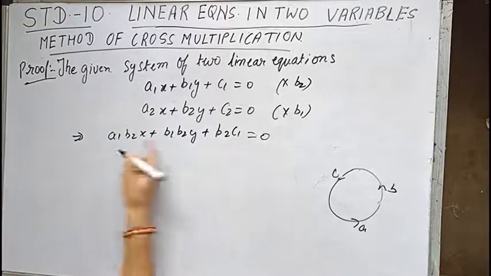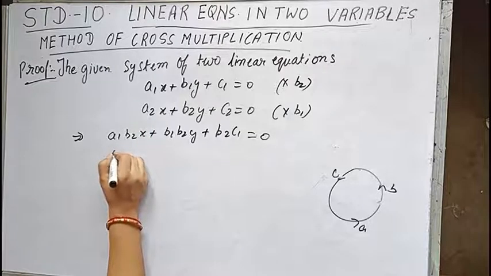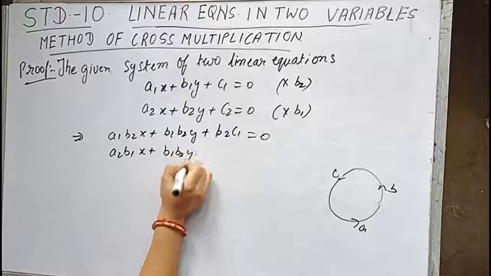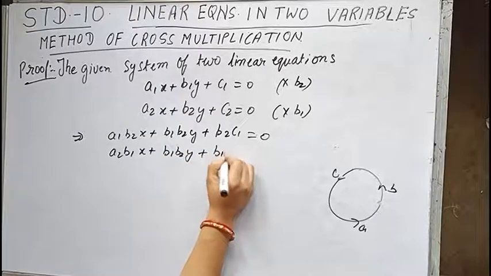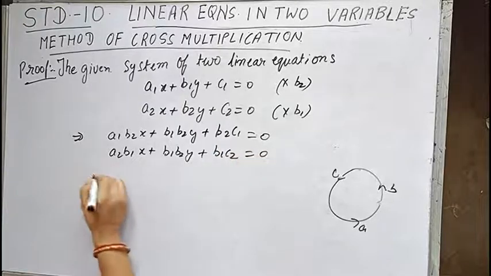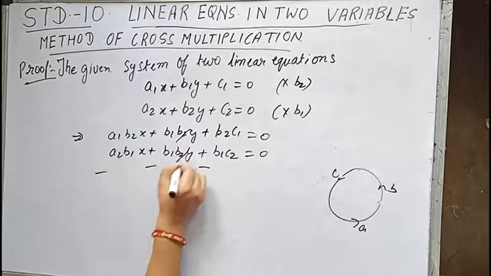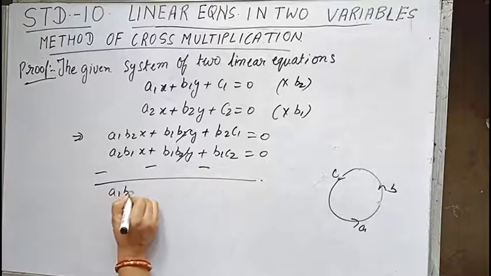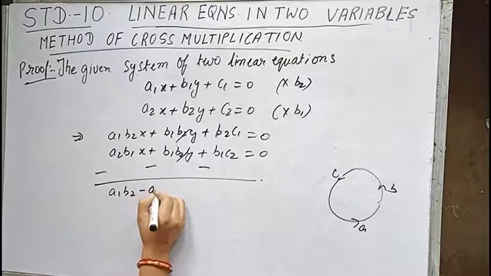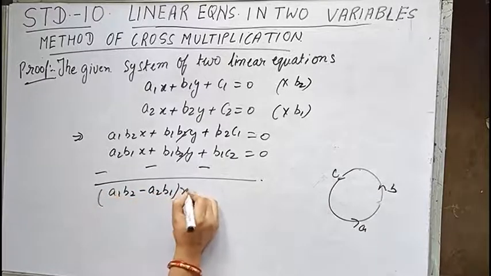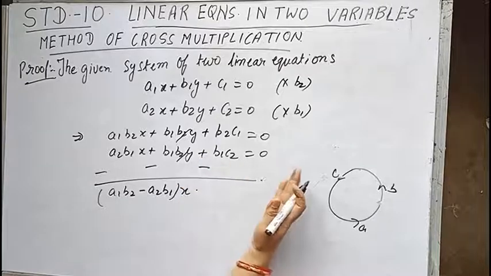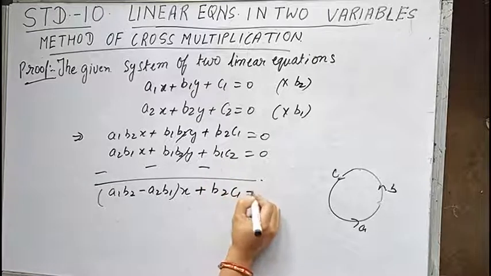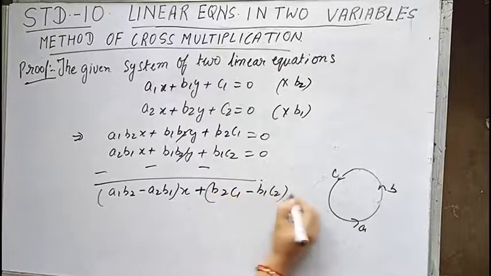So this equals 0, and over here multiply with b1. So we will get a2 b1 x plus b1 b2 y plus b1 c2 equals 0. Subtracting, these two terms will cancel and we will get a1 b2 minus a2 b1 times x, and this will go to that side, or we can write b2 c1 minus b1 c2 equals 0.